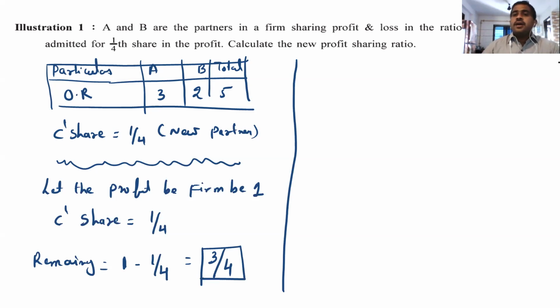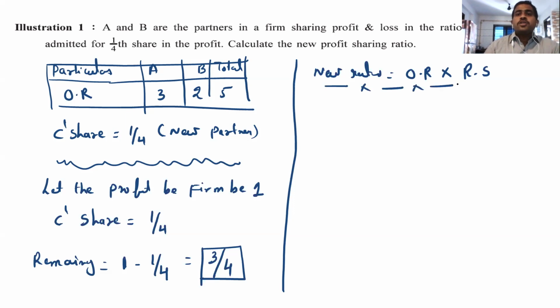Now let's see how to do this particular sum. It is very simple. In order to calculate the new ratio, there is a basic formula. What is the formula, friends? In order to find the new ratio, the formula is old ratio multiplied by remaining share.